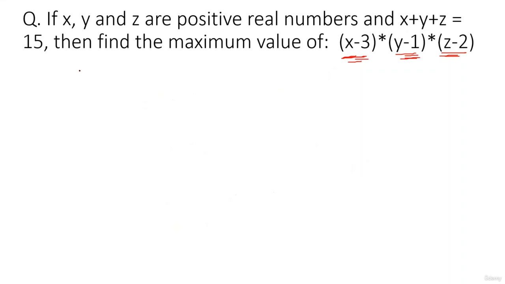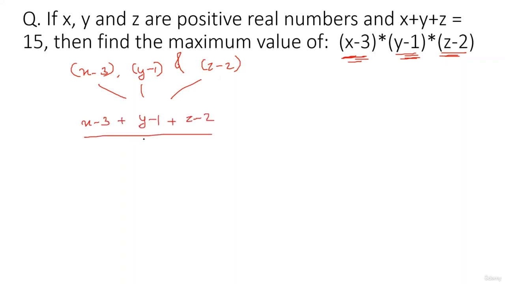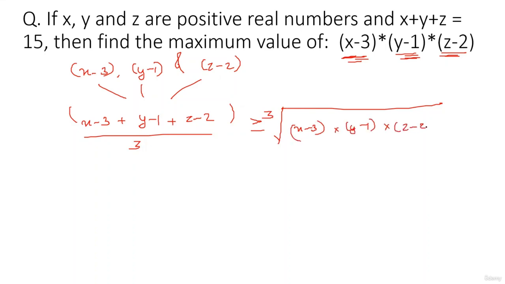So we will take three terms. The three terms will be x minus 3, y minus 1, and z minus 2. For these three terms, we'll first calculate the arithmetic mean. The arithmetic mean will be x minus 3 plus y minus 1 plus z minus 2 divided by 3. This should be greater than or equal to the geometric mean. What will the geometric mean be? Three terms are involved, so the cube root of x minus 3 into y minus 1 into z minus 2.